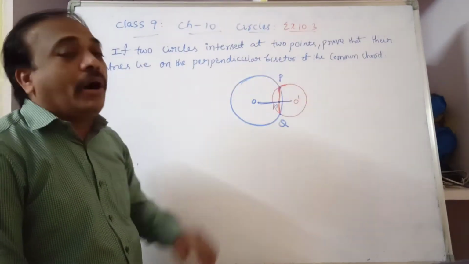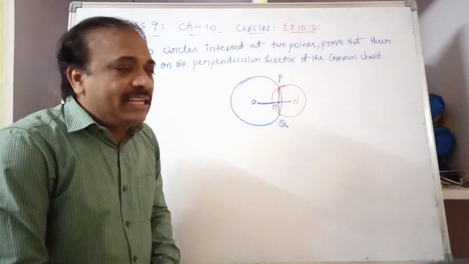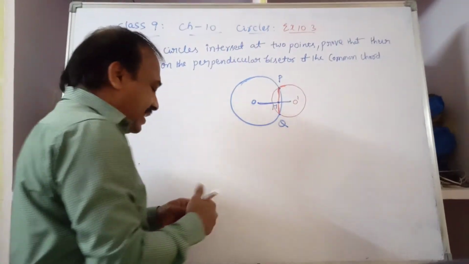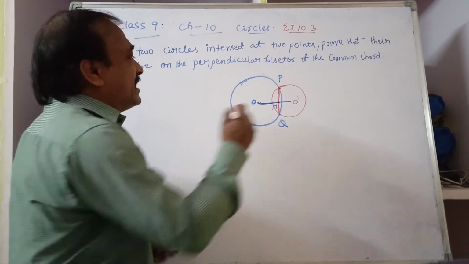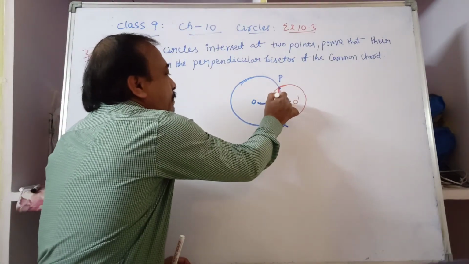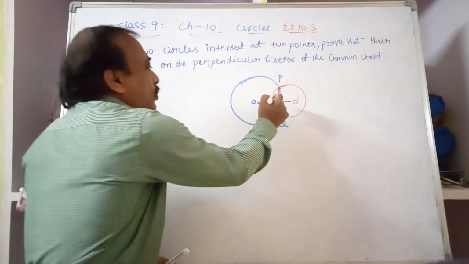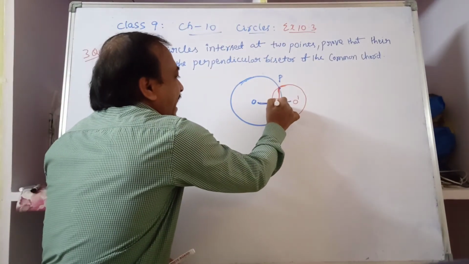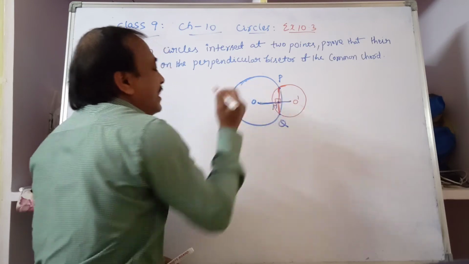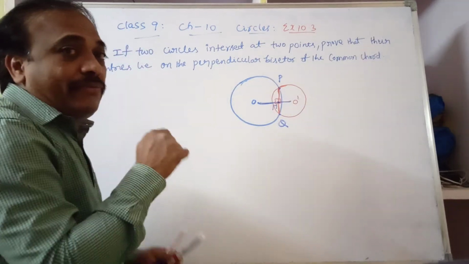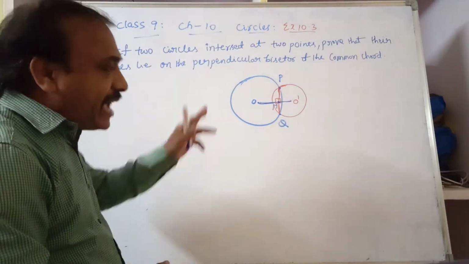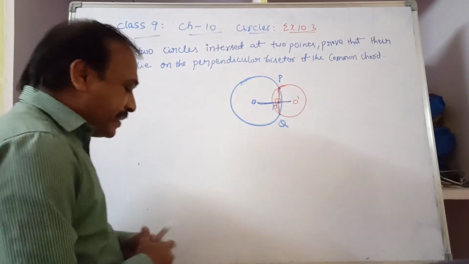That angle they form is 90 degrees. This angle, we have to prove that this angle is 90 degrees. He did not give it in the question, but we have to prove this part as 90 degrees. That is required.